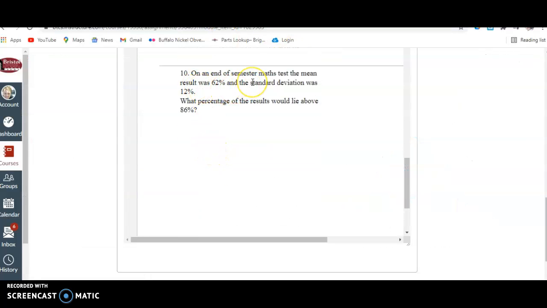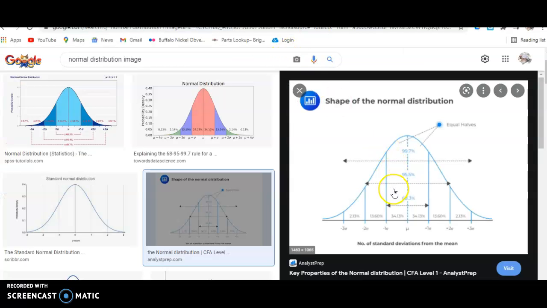And then at the end of the semester math test, the mean result was 62. The standard deviation is 12. What percent of results would lie above 86? So 86 is 2 standard deviations above the mean, right? Mean was 62, 12 was my standard deviation. So if I look at 2 standard deviations above the mean, I fall right here. And so what percent of scores are going to fall above that score? Well, it is like 2.13, and then you have this little part out here, which is like 0.15. So it'd be like 2.28 would be the total percent of scores that fall above that score.